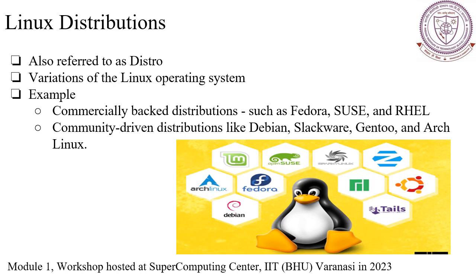Other Linux distributions are community-driven, meaning that they are developed and maintained by volunteers. These distributions are often more customizable and offer a wide range of software options, but they may also be less stable and have less support. So here are some examples of popular Linux distributions. The commercially backed distributions are Fedora, SUSE and RHEL. And the community driven distributions are like Debian, Slackware, Gentoo, Arch Linux, etc.